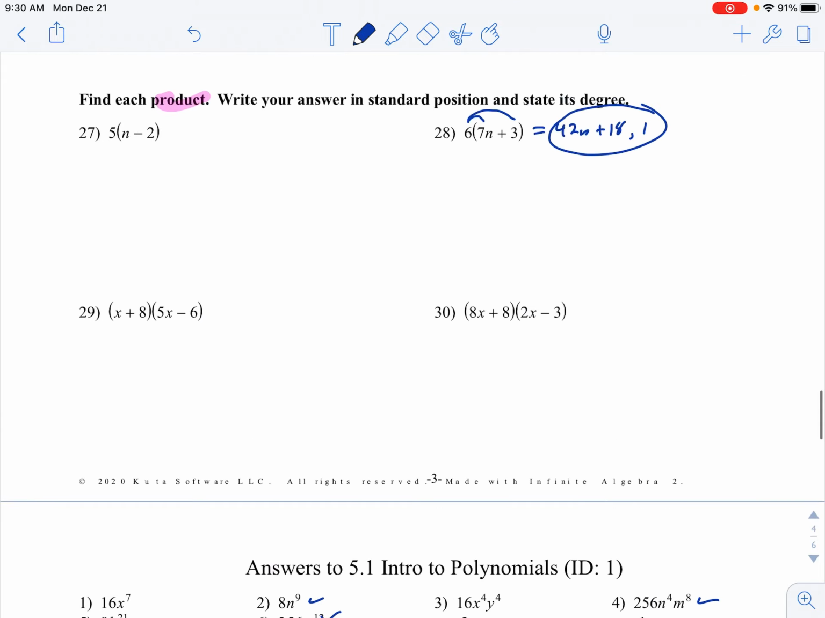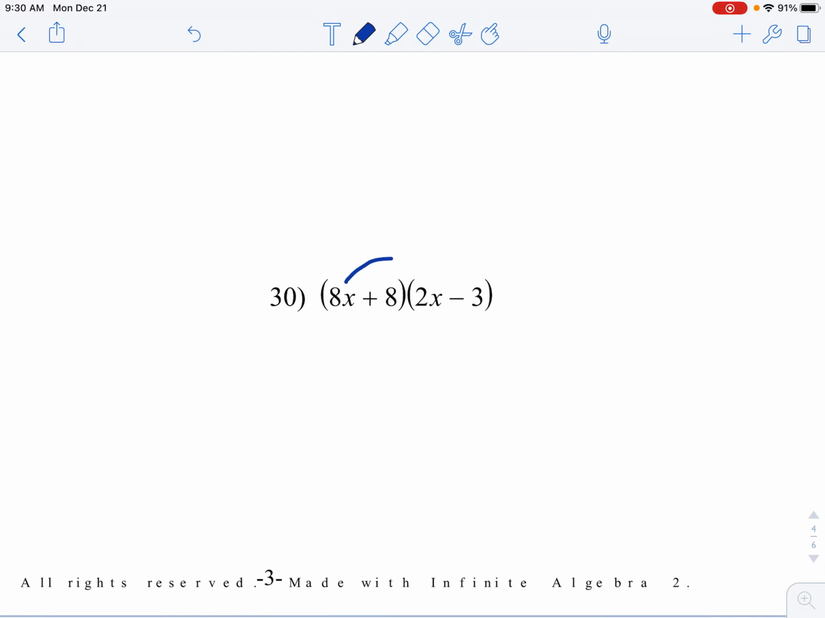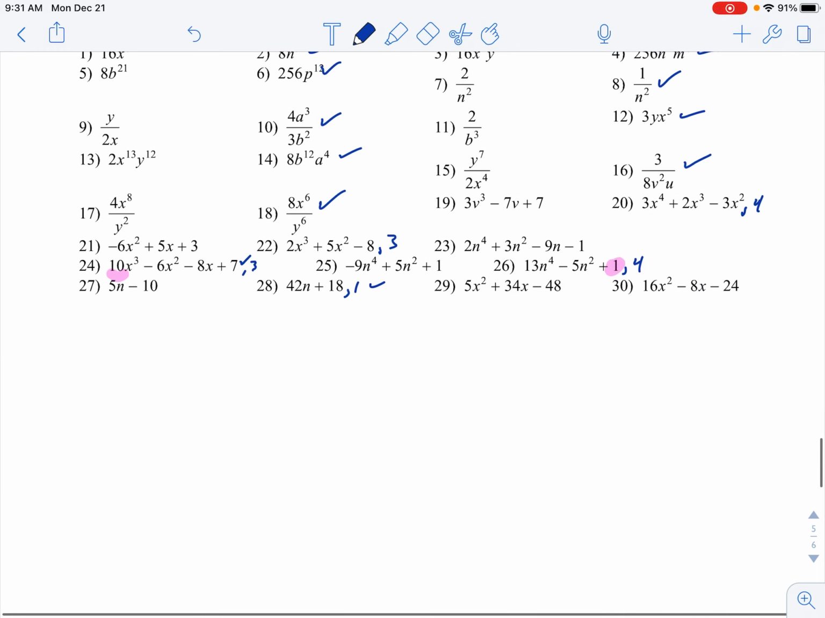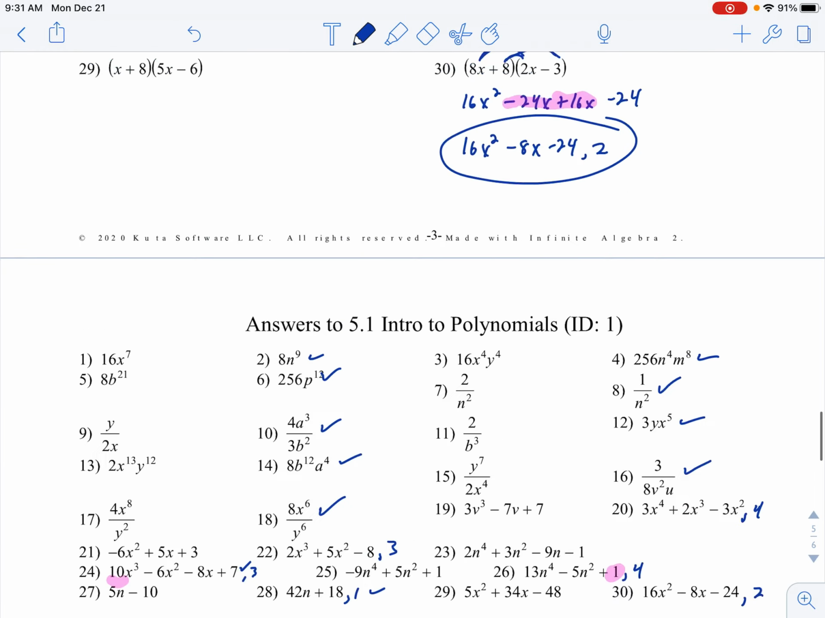All right, and then number 30 is a FOIL problem. We've done a bunch of these. That's going to be 16x squared minus 24x plus 16x minus 24. We have like terms here that we can combine, so you get 16x squared minus 8x minus 24. This is in the proper descending order, and it is a second degree polynomial, so I'll put comma 2 for second degree. And on my answer key, I'm going to put comma 2, and there it is.